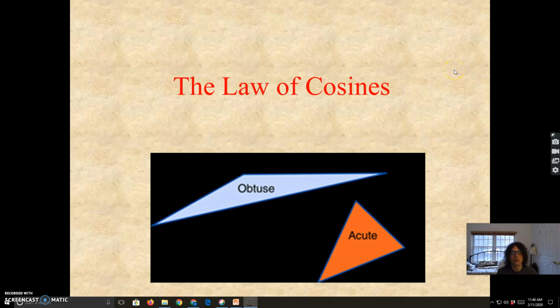Hi guys, today we're going to learn about the law of cosines. And as you can see from our first slide, the law of cosines is a way to determine angles and sides for obtuse triangles and acute triangles.